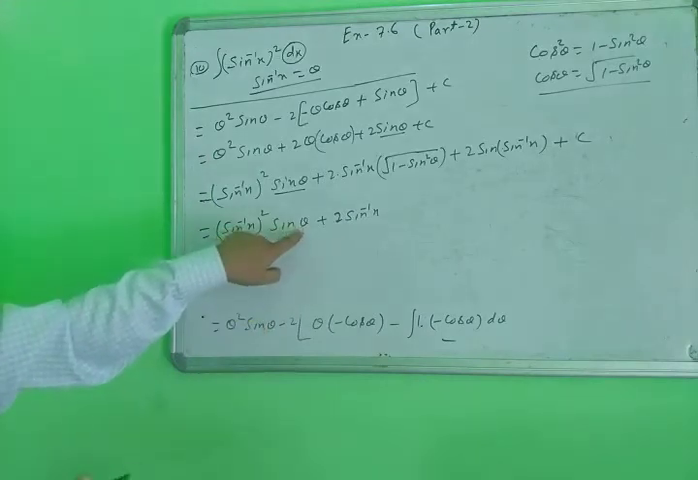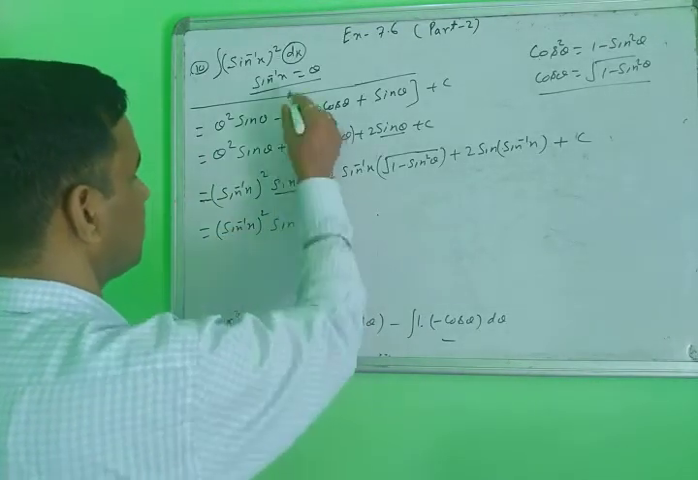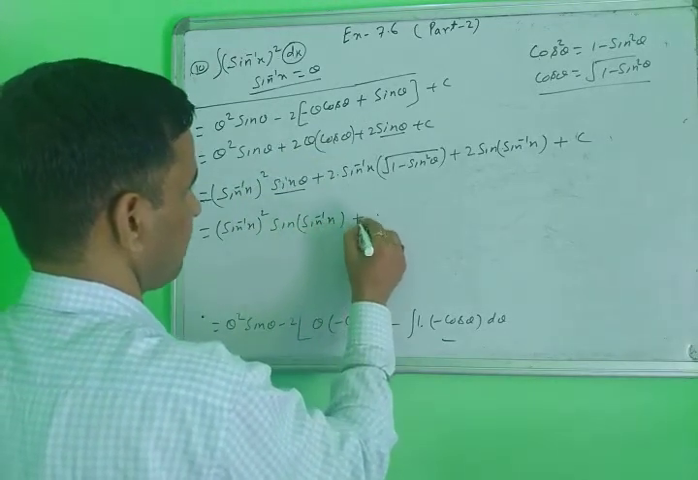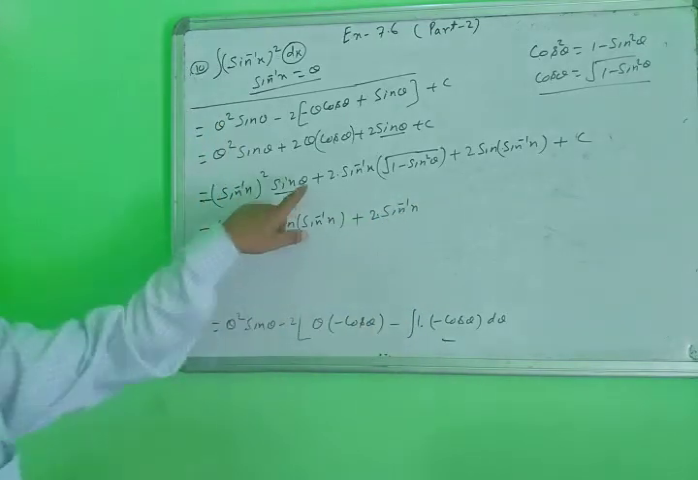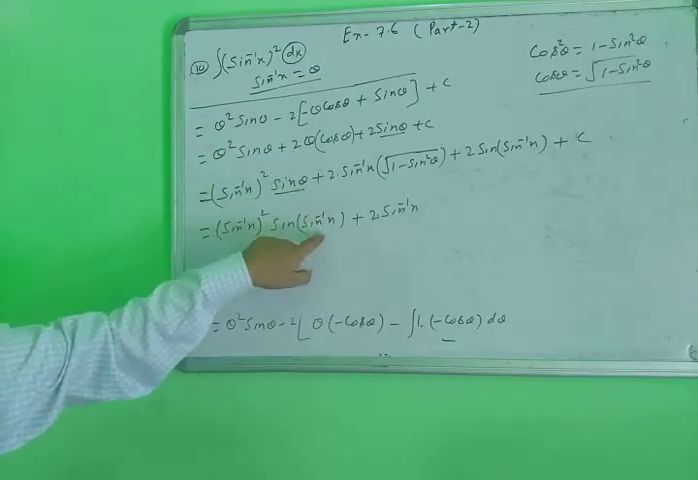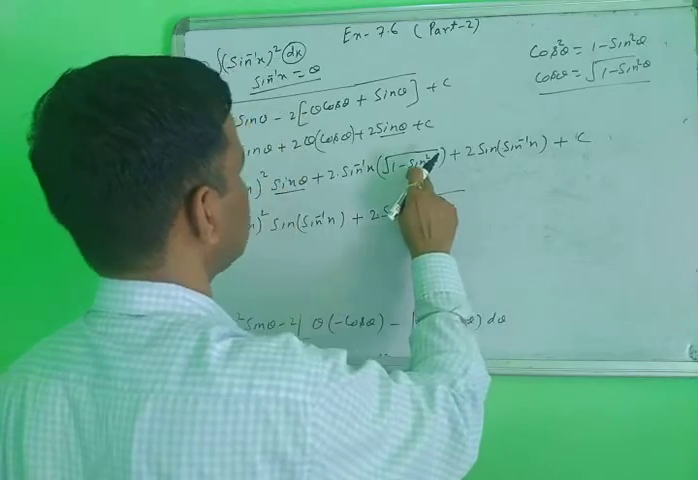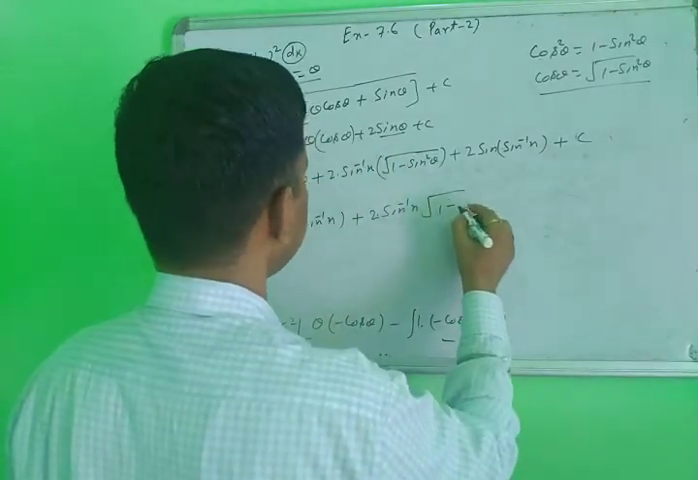But you will write here, so theta will also be converted. Theta is converted to sin inverse x, so this becomes sin inverse x plus 2 sin inverse x, because the value of theta is sin inverse x. Then you convert theta into x form. And what is the value of 1 minus sin square theta?